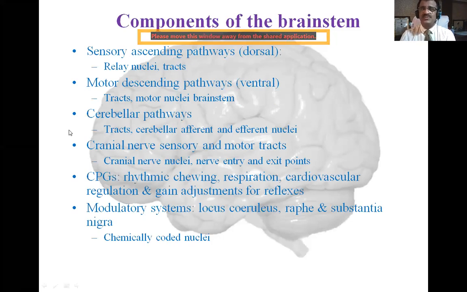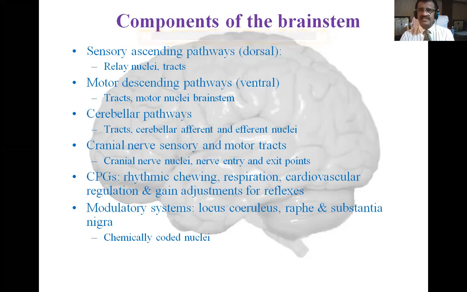For more details, sensory ascending pathways are dorsally located, with relay nuclei and tracts in the brainstem. Motor descending pathways are located ventrally, with tracts and motor nuclei in the brainstem. Cerebellar pathways include tracts and cerebellar afferent and efferent nuclei. Cranial nerve components include sensory and motor tracts, cranial nerve nuclei, and nerve entry and exit points. Rhythmic chewing, respiration, cardiovascular regulation, and gain adjustment for reflexes. These are all components of the brainstem.